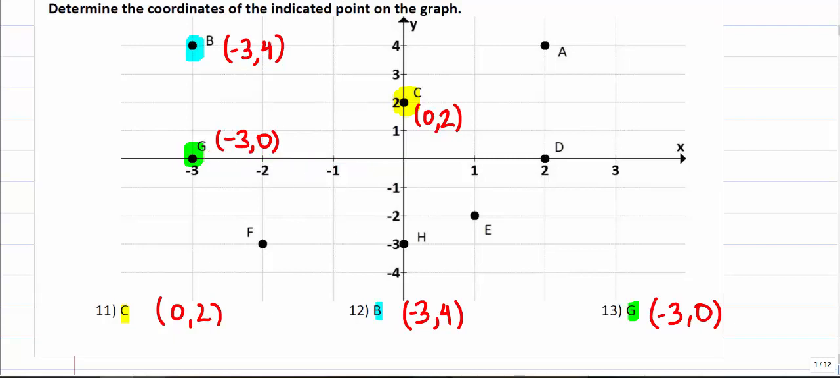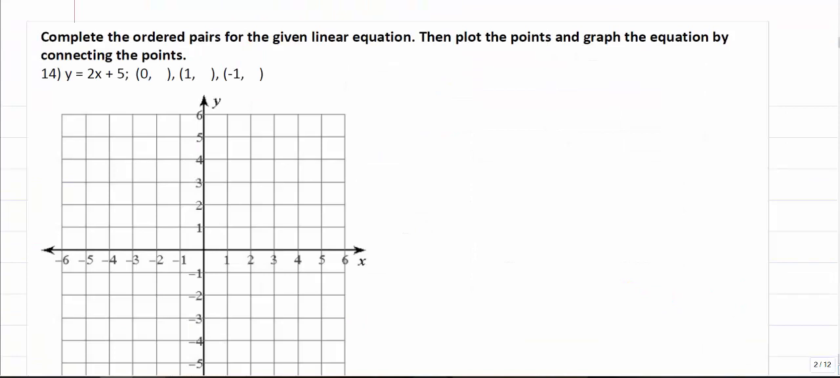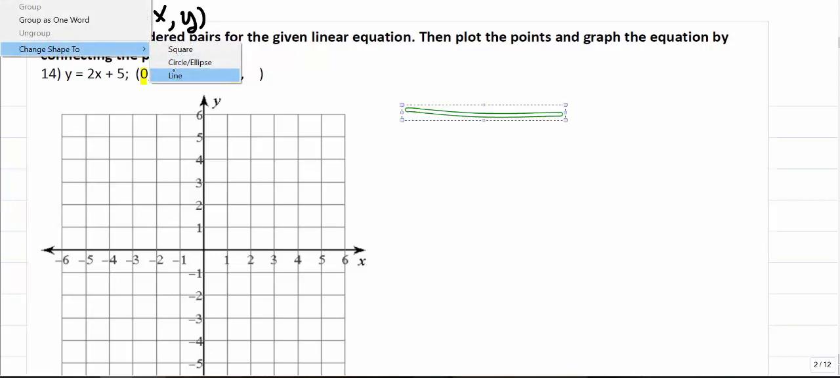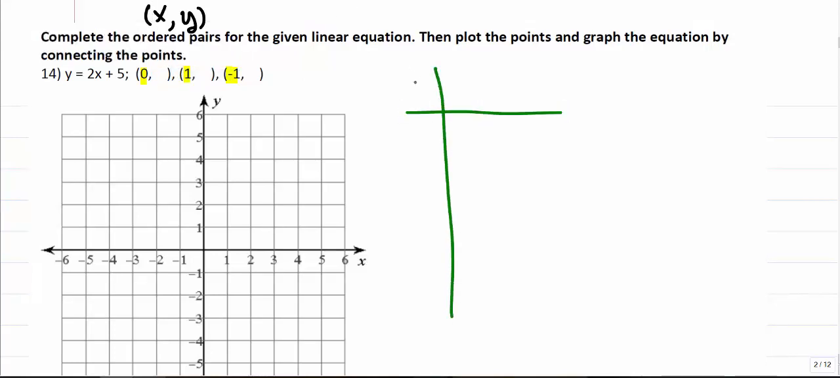All right, the next question says complete the ordered pairs for the given equation. So basically they give you the values of x, because remember, ordered pair, it always is ordered alphabetically so that x comes before y. So what I can do here is I can just simply make a table, and in that table I'm going to go ahead and fill out the given values of x that they give me. And so make this table all pretty. So they give me 0, 1, and -1.